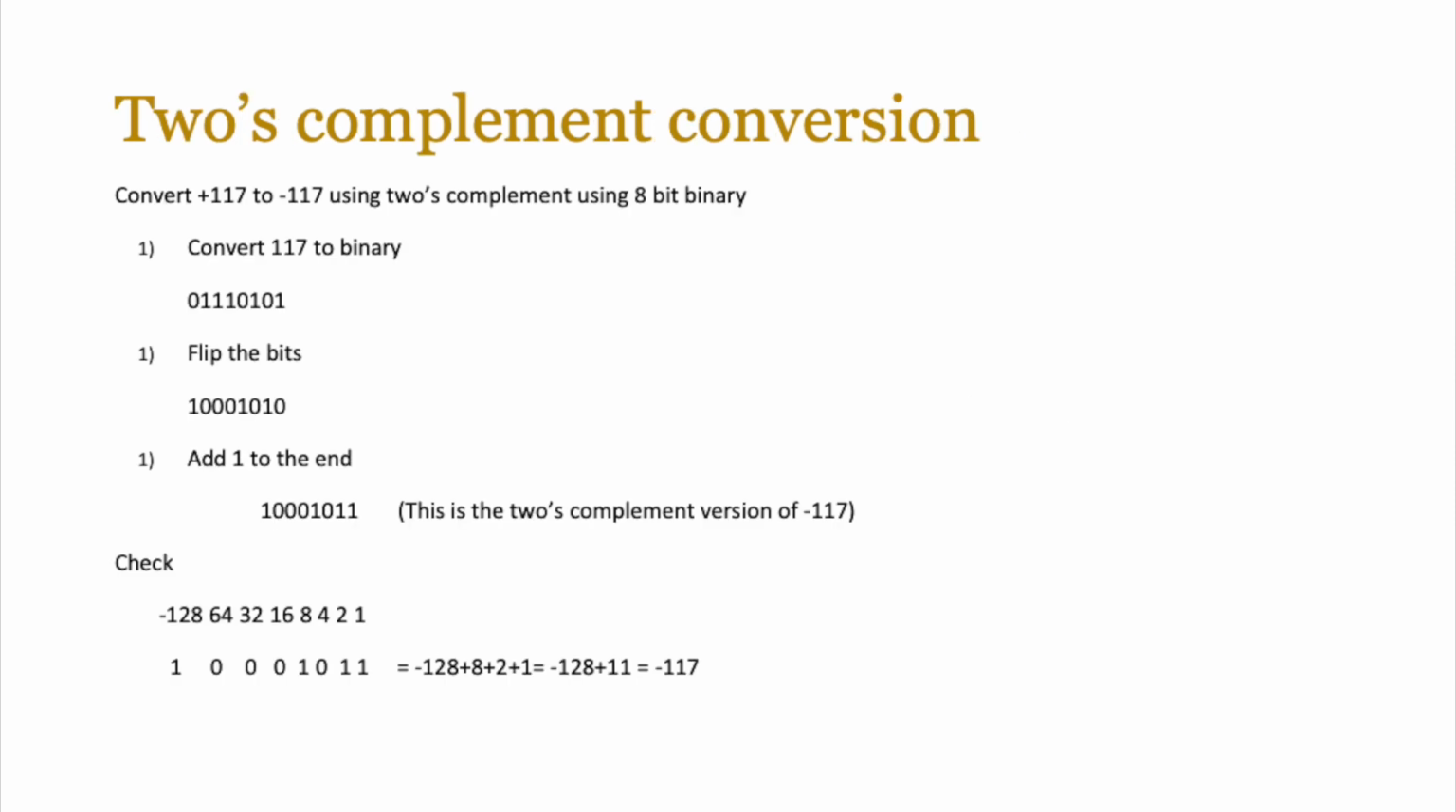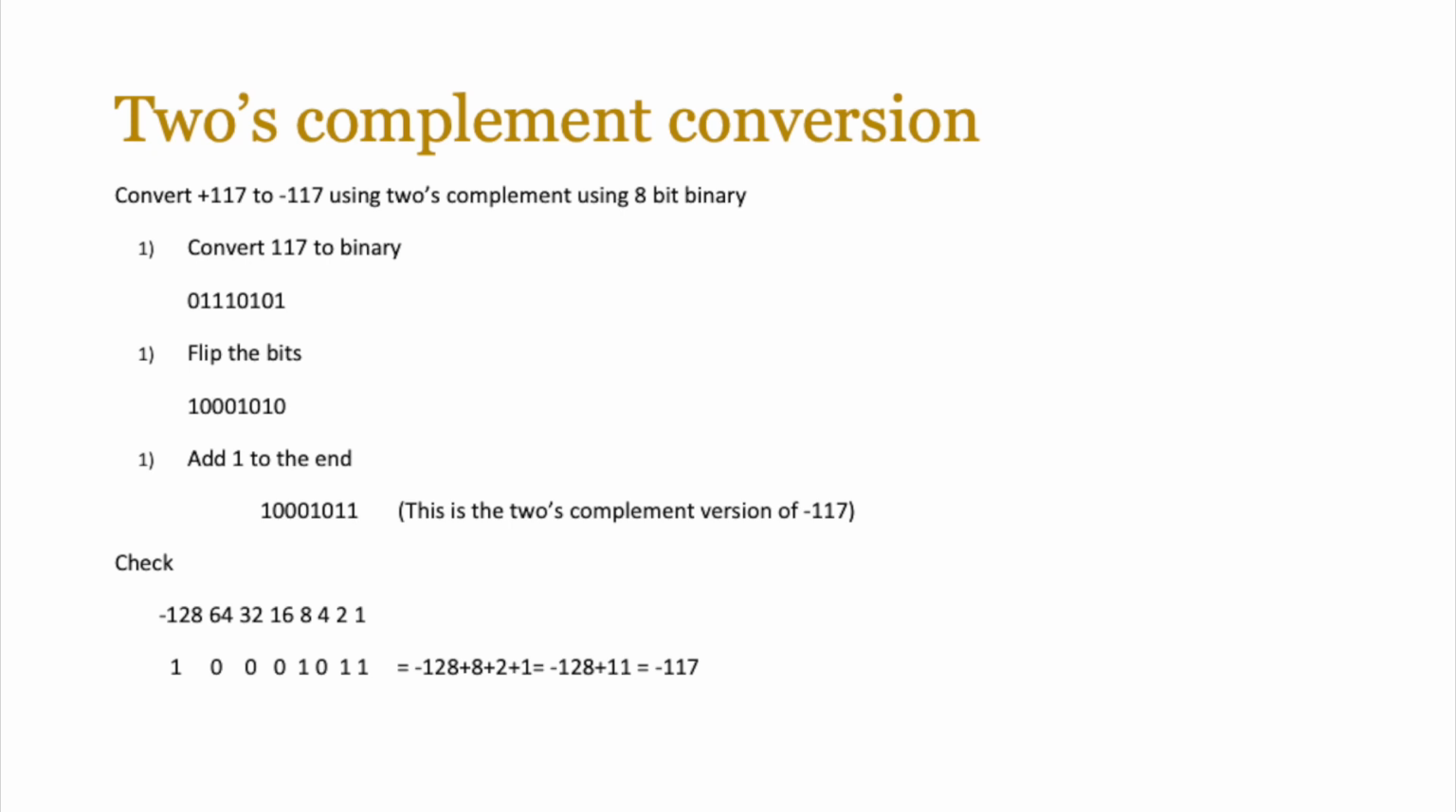So let's test this out. Let's convert 117 to negative 117 using 2's complement using 8-bit binary. The first step is to convert 117 to binary, and we've got that on screen: 0111 0101. We flip the bits, which then becomes 1000 1010, and then we add 1 to the rightmost bit, so that becomes 1000 1011. This is the 2's complement version of minus 117.